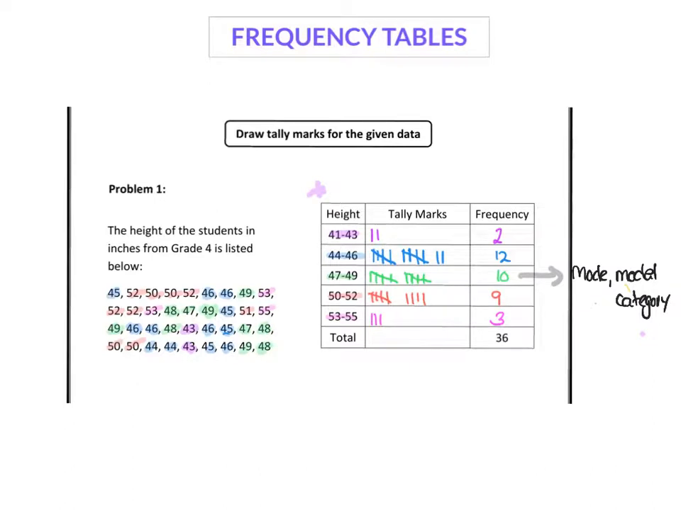Now all our numbers should add up to 36 because they told us the total. A frequency table will have a total. So if we have a look, we've got 2 plus 12, that would be 14, plus another 10 would be 24, plus another 9 would be 33, plus another 3 is 36. So we're correct in what we've found out there.